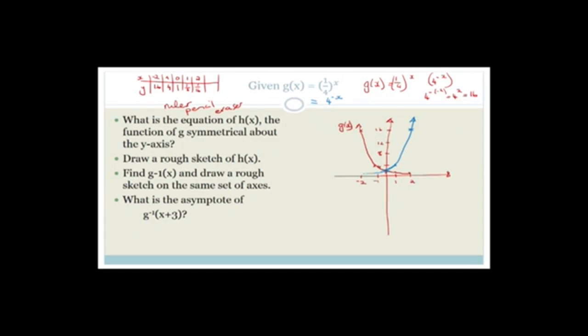But this time the x is now positive. So what is the function of h of x? H of x is going to be 4 to the x, because now the x is positive. Do you understand? This one is negative. We're saying when x is 1, y is 4. When x is 2, y is 16. The only way that can work is if 4 to the 1 is 4, and 4 to the 2 is equal to 16. Therefore, it's the positive version of this, and therefore it's 4 to the x.